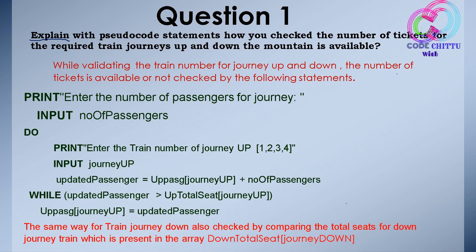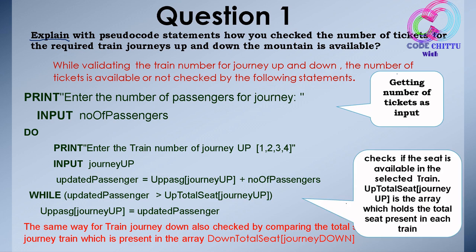Here I am using the pseudocode statements. You can see these two things. First we are getting the input and then this is the validation statement. These two lines just get the input of how many tickets you need from the passenger. And this do while statement is exactly validating your input.